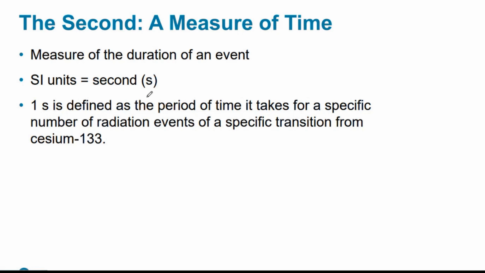So seconds are the measure of the duration of an event. And this second has been defined as the time it takes for a specific number of radiation events of a specific transition from cesium-133.